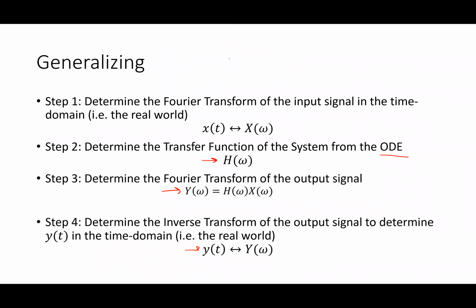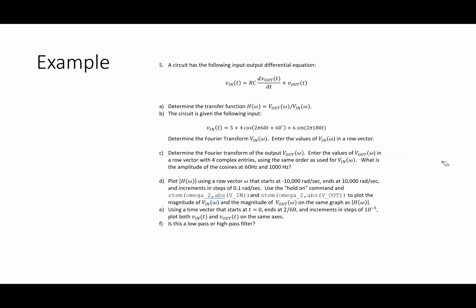So what I did for today is I said, let's look at an example which is pretty similar to problem 5. Also similar to problem 6, but really similar to problem 5. So I have a circuit that has this differential equation, and I say this is my input, and I ultimately want to figure out the Fourier transform of the output. So I give you this signal. I want the Fourier transform of the input. I want the transfer function, and I want the Fourier transform of the output. And then we're going to make graphs.